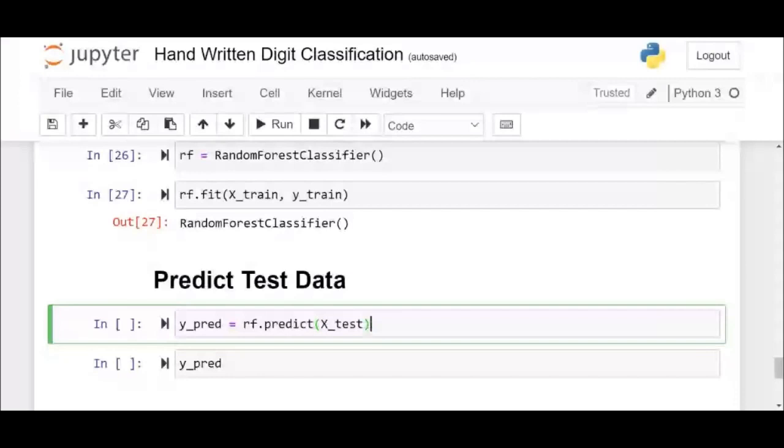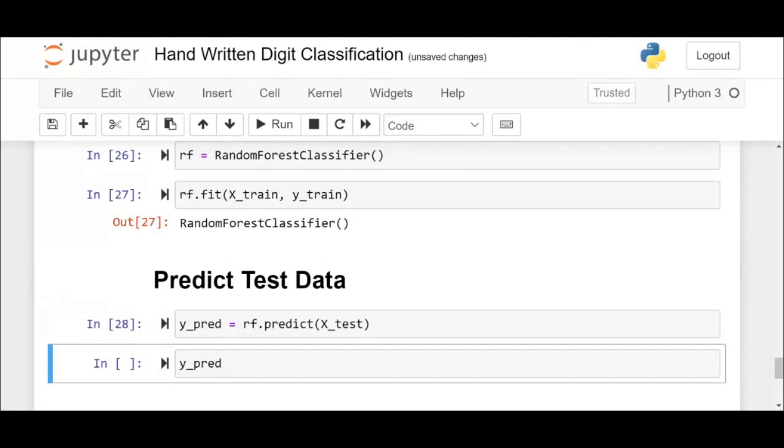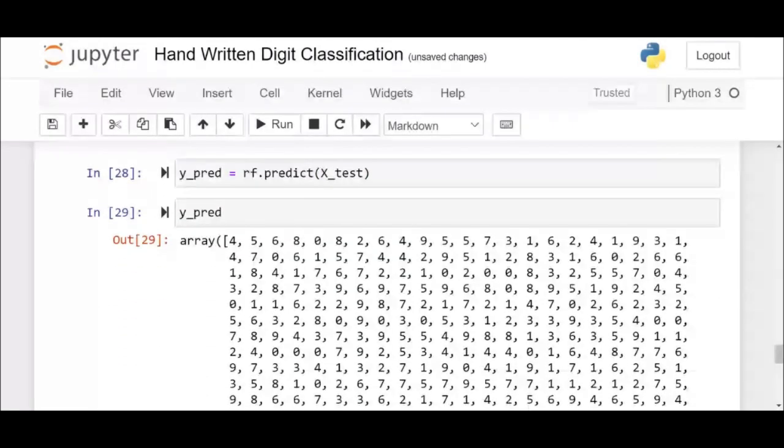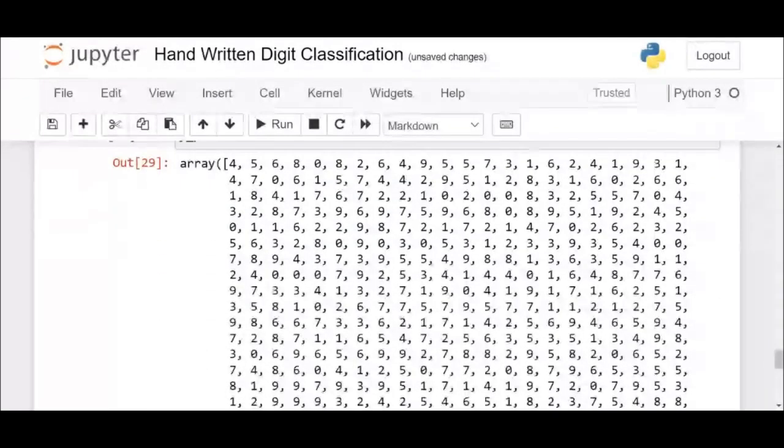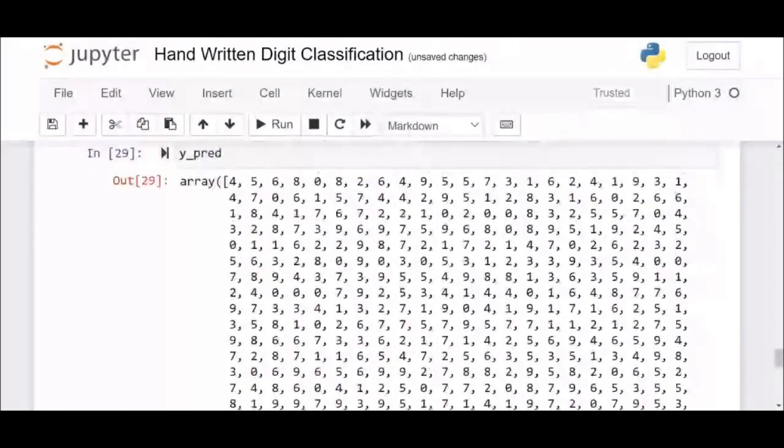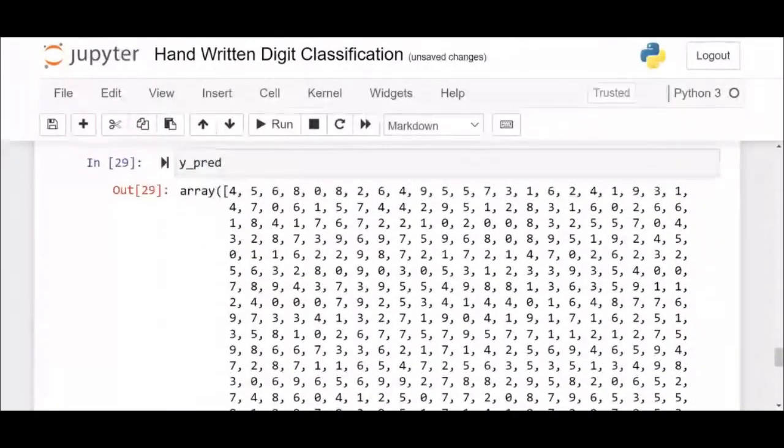Then we use the fitted model, the trained random forest classifier, to predict the values. So these are the predicted values. The first digit is predicted as 4, 5, 6, 8, 0. The digits are from 0 to 9. Okay, so now we got the prediction using our random forest classifier also. The steps are easy. I will recap in the end also.